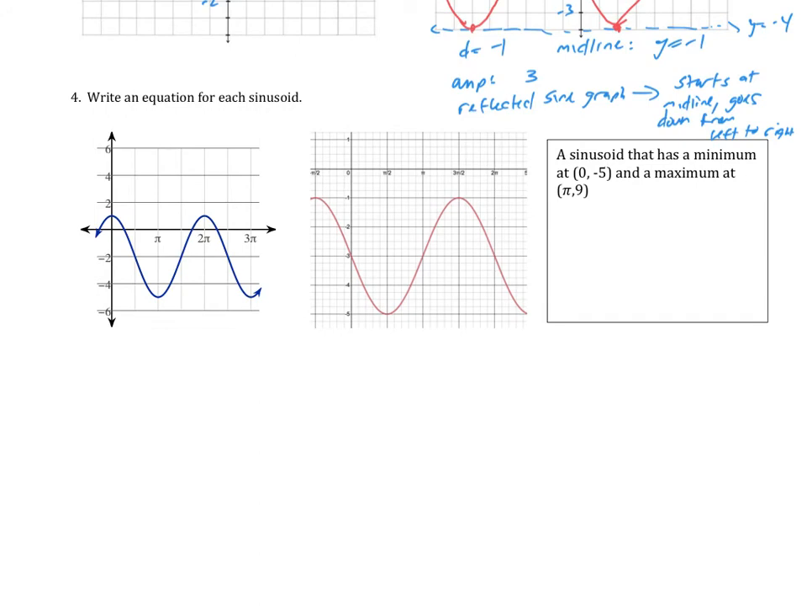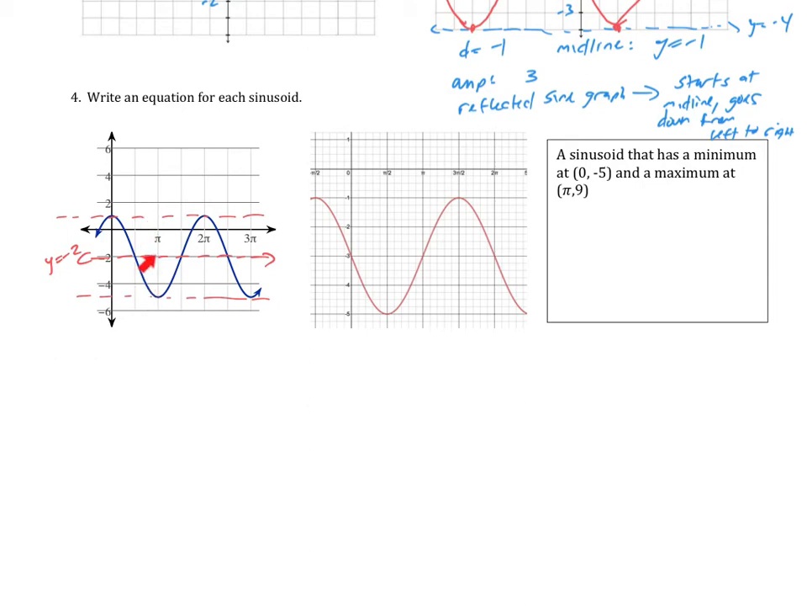So the first thing I do when I face a problem like this is I want to draw in the midline and the maximum and the minimum. That helps me find the key information. So I am going to draw in the midline, which is at y equals negative 2, and the maximum and the minimum. And from this, remember we talked about the amplitude. So the amplitude is the distance from the midline to the maximum, or the midline to the minimum.